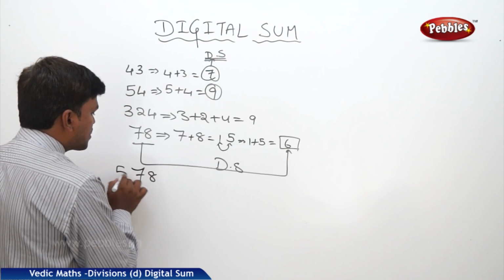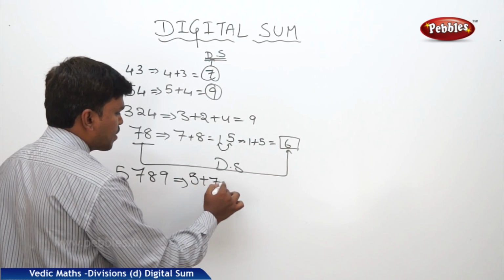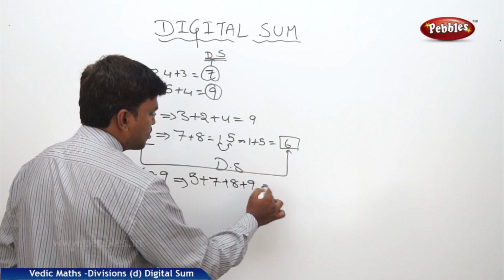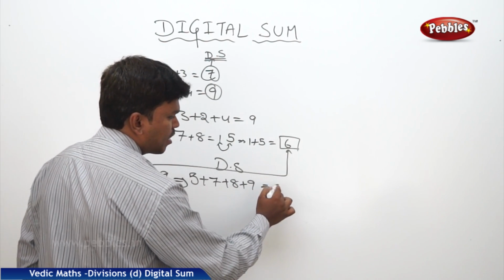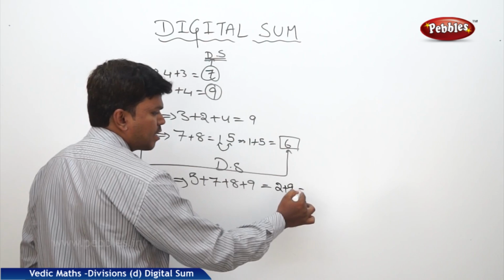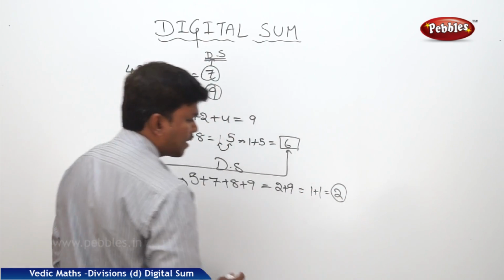5789. What is the digital sum? 5 plus 7 plus 8 plus 9. 5 plus 7, 12, 12 plus 8, 20, 20 plus 9, 29. Means again 2 plus 9, 11. Again 1 plus 1, 2. So like that you have to go.